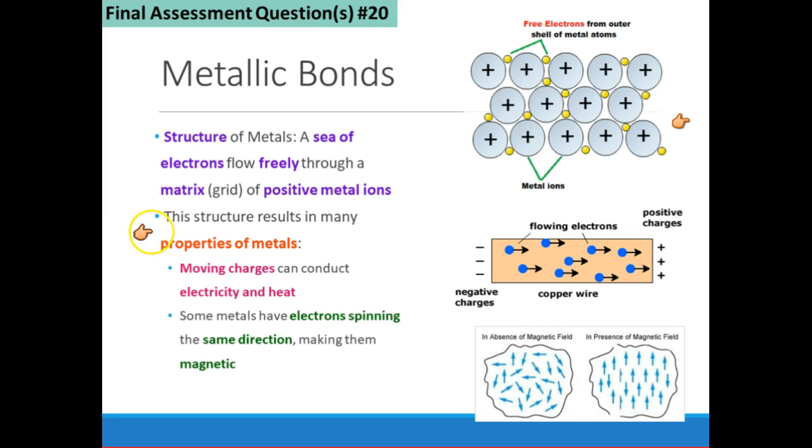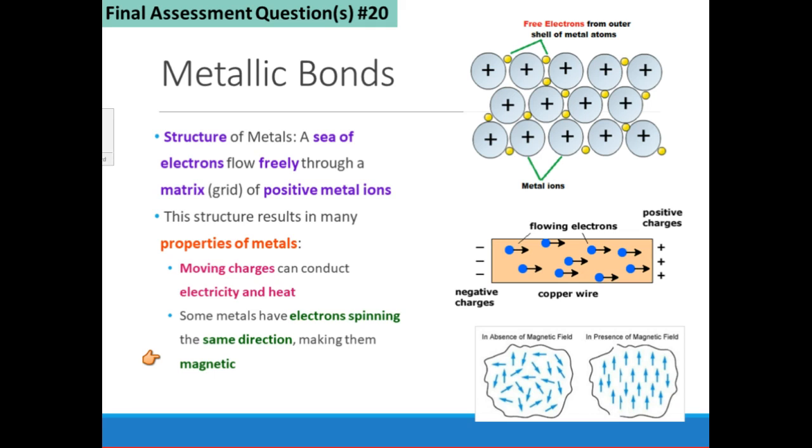Now, because of this sea of electrons and these electrons that can move very easily, this gives us the unique properties of metals, which is that they have these charges, these electrons, that can conduct electricity and heat, right? So remember, moving electrons, those are moving charges, which is just what electricity is. That's where the word electricity comes from, electron, electricity. It can also make heat move really well because those electrons can move from one side to the other side very quickly, right? So they can carry heat from one side to another side. This also is why some metals are magnetic, because in some metals, those electrons are actually all spinning in the same direction, and that makes a metal magnetic.